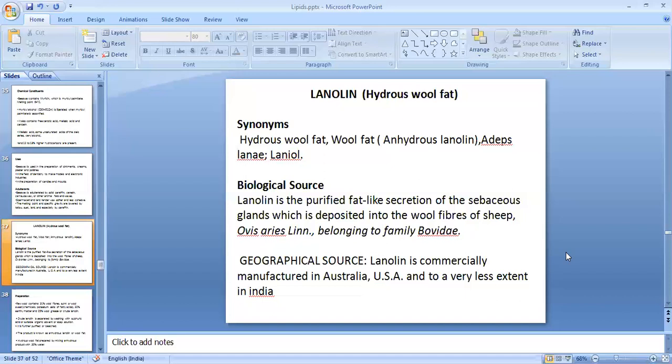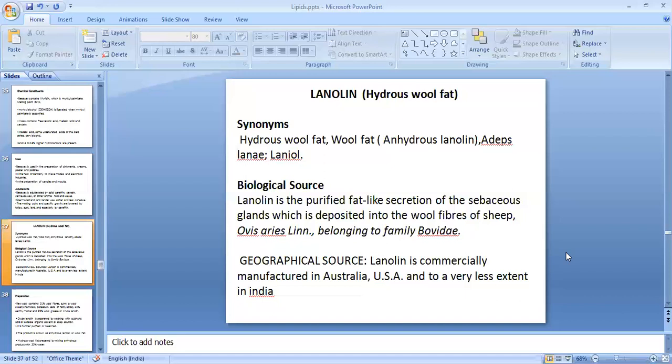Biological source, not exactly the biological source but the zoological source, because it is a drug from an animal source. Lanolin is a purified fat-like secretion of the sebaceous glands, which is deposited onto the wool fibers of the sheep, Ovis aries, belonging to the family Bovidae, order Ungulata. Once again, I'll repeat the zoological source. It is a purified fat-like secretion from the sebaceous glands, which is deposited on the fleece of the wool of sheep, Ovis aries, belonging to the family Bovidae, order Ungulata.